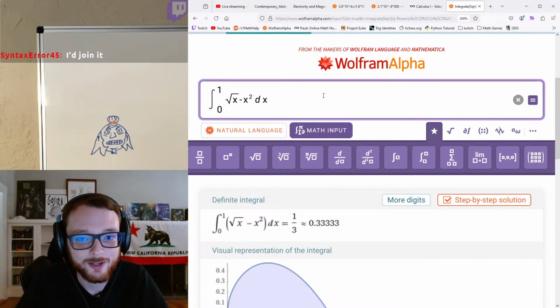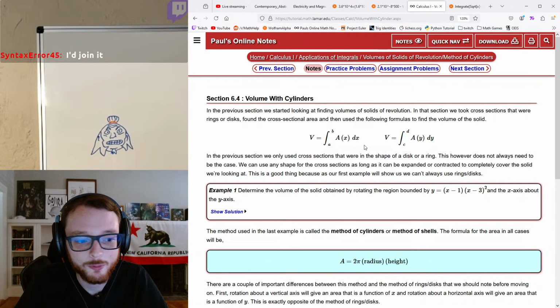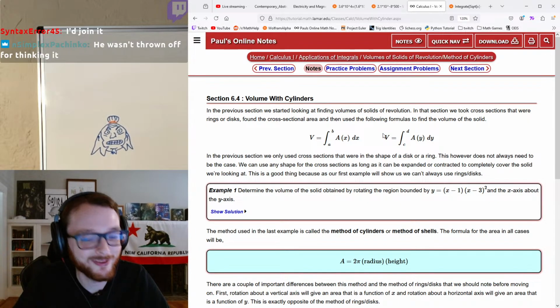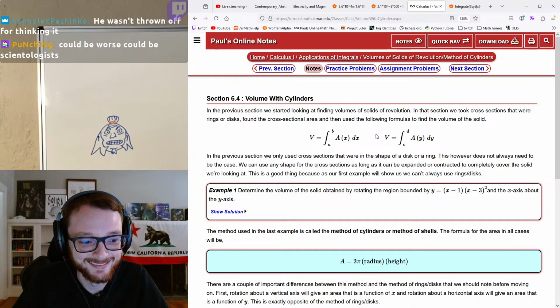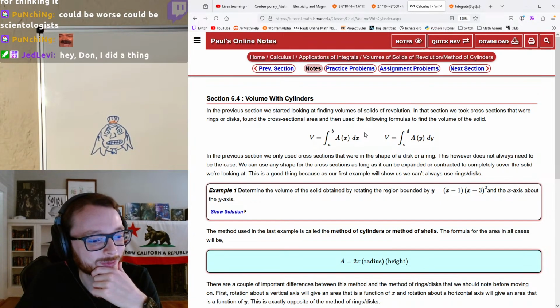Like, oh, what if we have a right triangle with both legs equal to 1? What's the square root of 2? He wasn't thrown off? Oh, okay. Could be Scientologist? That's true, yeah. What's the thing, Jed? Thrown off for sharing it with a student. Oh, I didn't hear that.